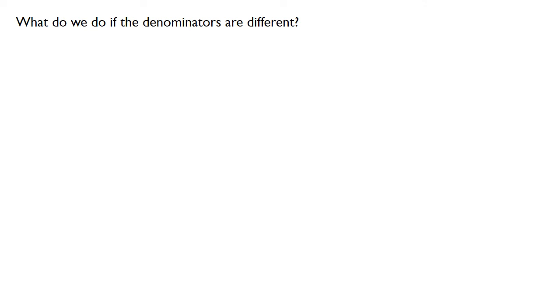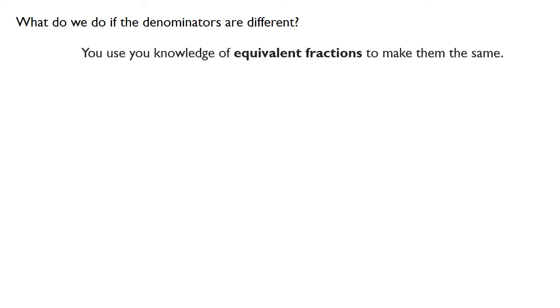Okay, so far we've looked at adding fractions where the denominators are the same. But what do we do if the denominators are different? So what we do is really quite simple: you use your knowledge of equivalent fractions to make the denominators the same.